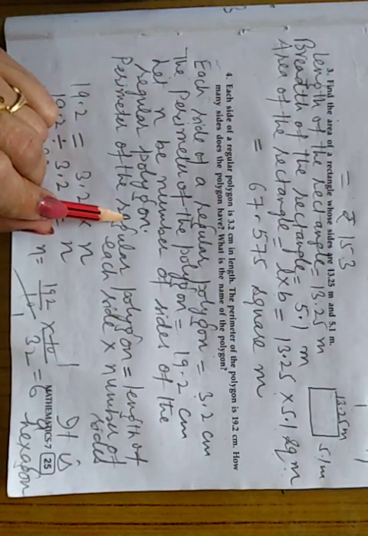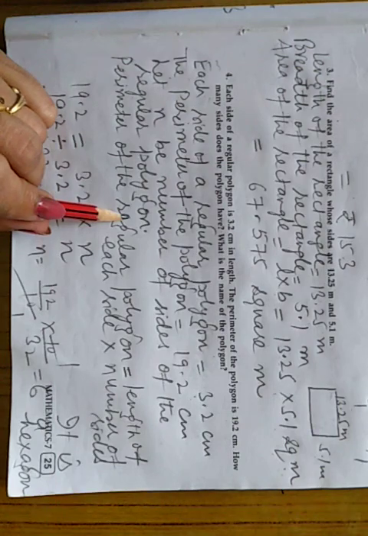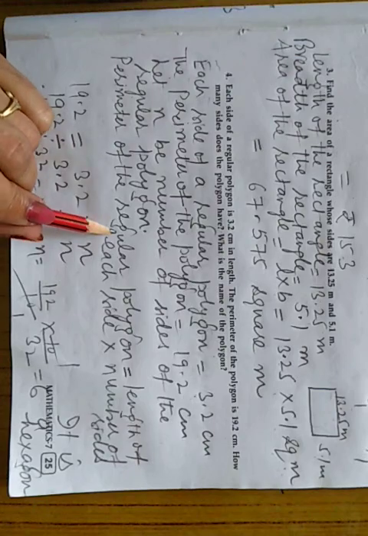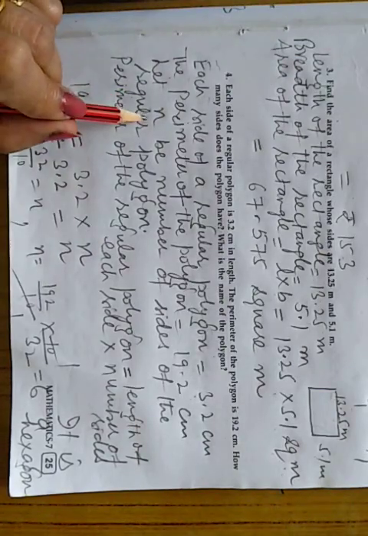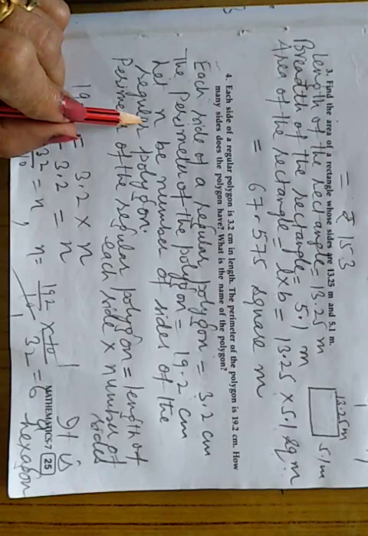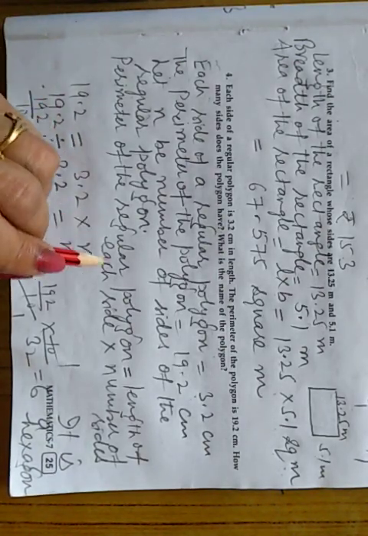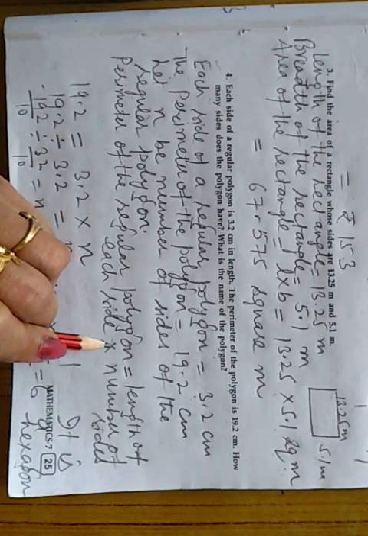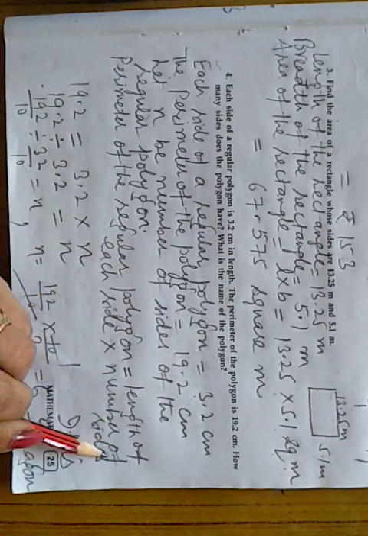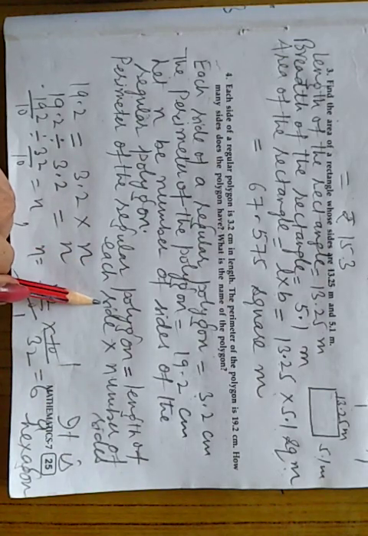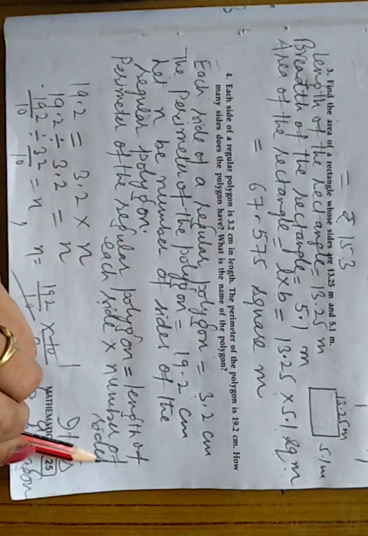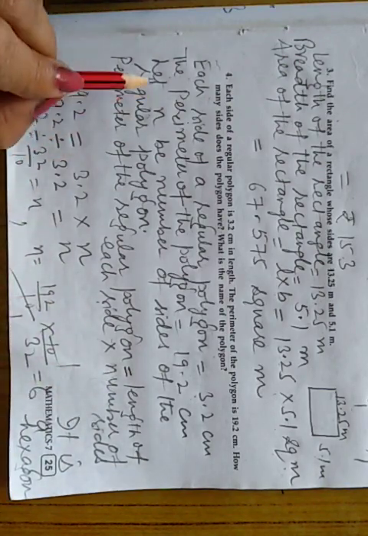As we know, the perimeter of a regular figure is equal to the length of one side multiplied by the number of sides. So n we are calling here. We don't know how many sides there are of this regular polygon, so let it be n. Then the perimeter of the regular polygon is equal to the length of each side multiplied by the number of sides. And the number of sides we have taken as n.